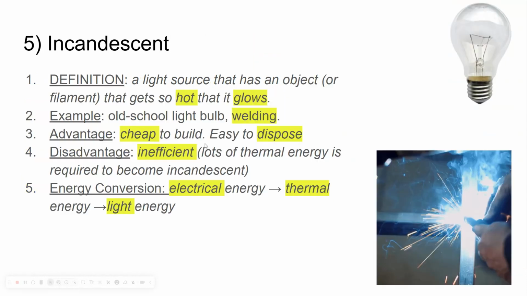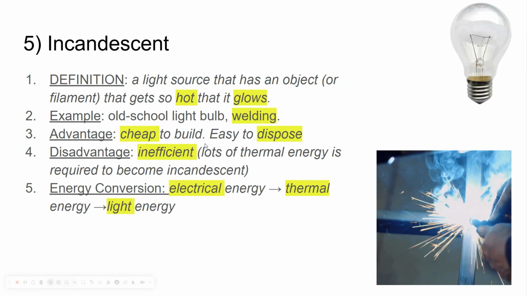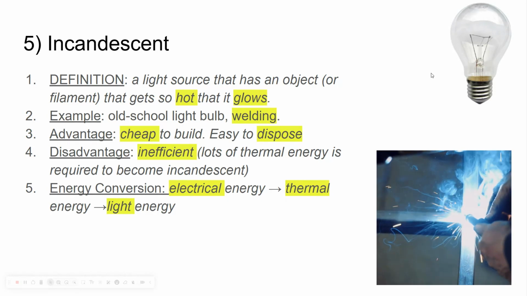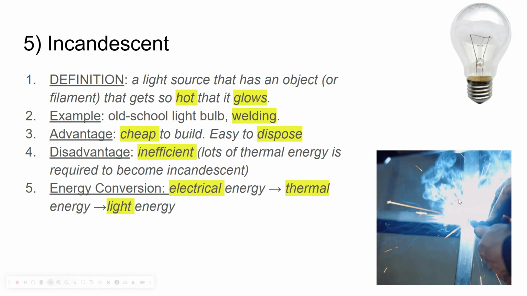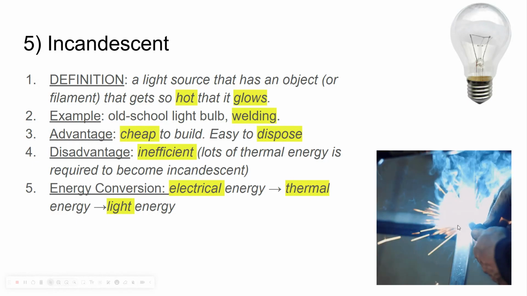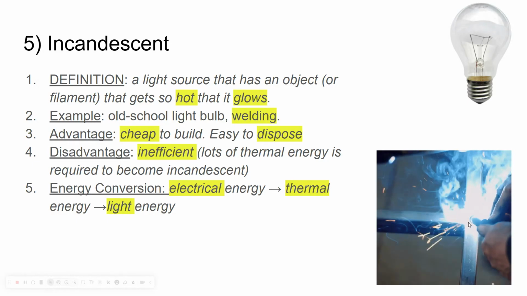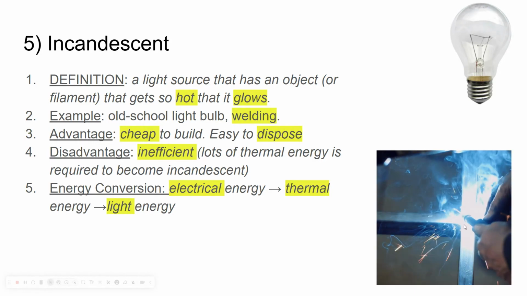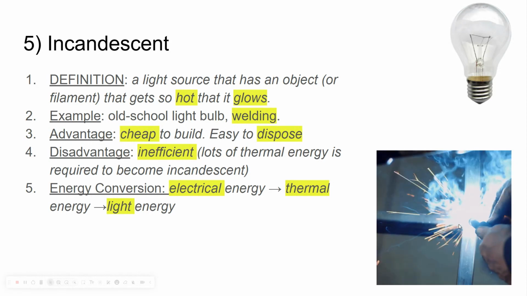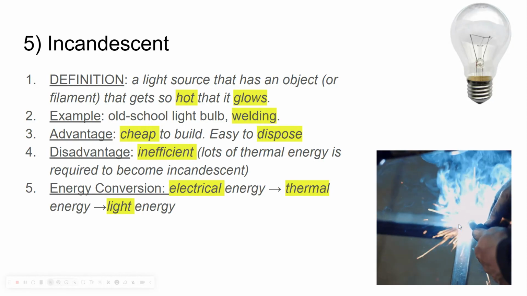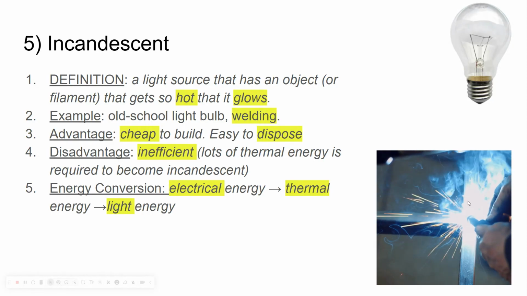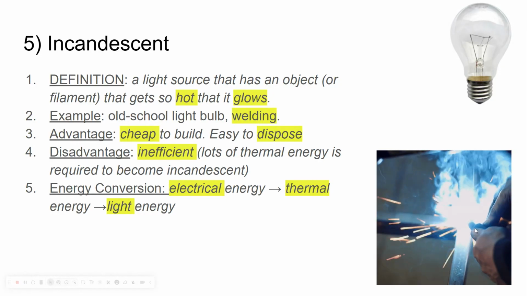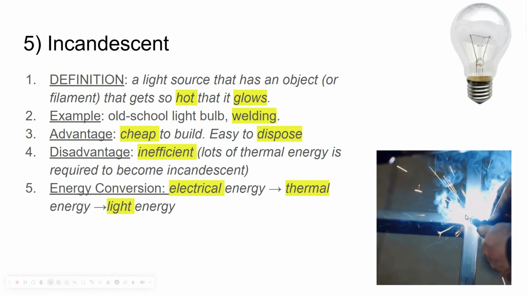What the heck do they mean? Well, here we go. Incandescent. Incandescent light sources are when something gets so hot that it glows. So here's an example of a welder. He's heating up these 2 chunks of metal to fuse them together. That's what welding is. To do that, you have to heat up the metal so that it melts. And then the liquid metals fuse together. And as it's heating up so hot, it gets literally red hot. It begins glowing. We would say this is incandescent.